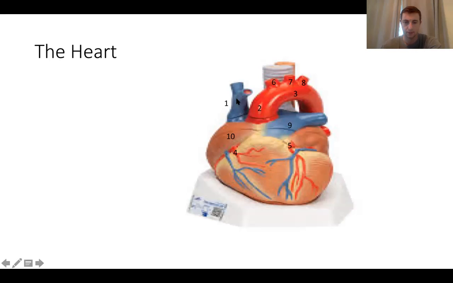It is a vein. It's bringing blood back to the heart. Two is going to be this structure here. It is an artery.